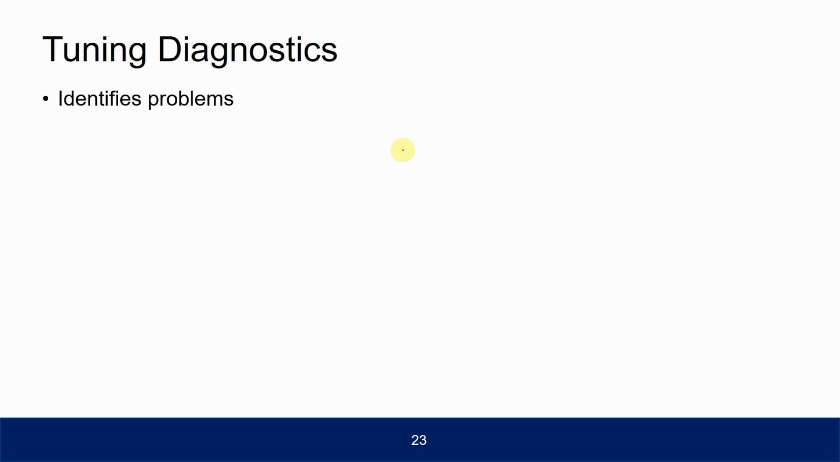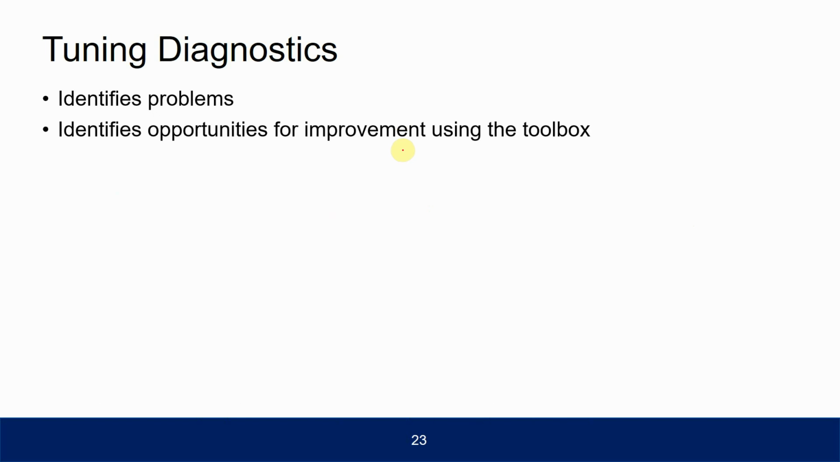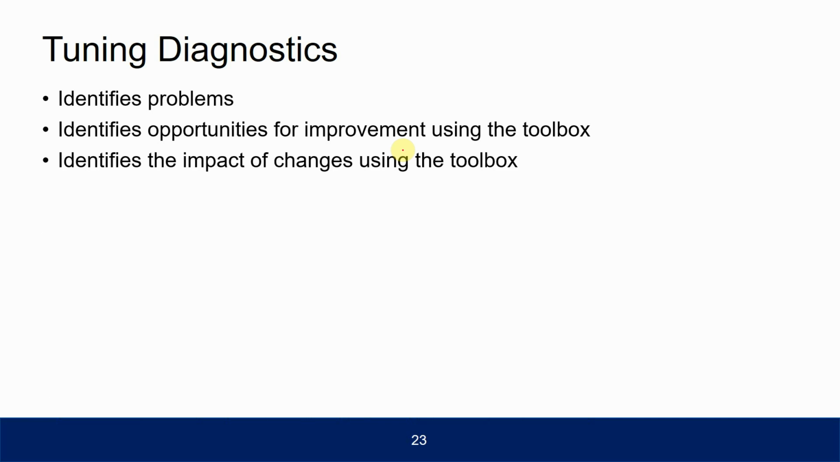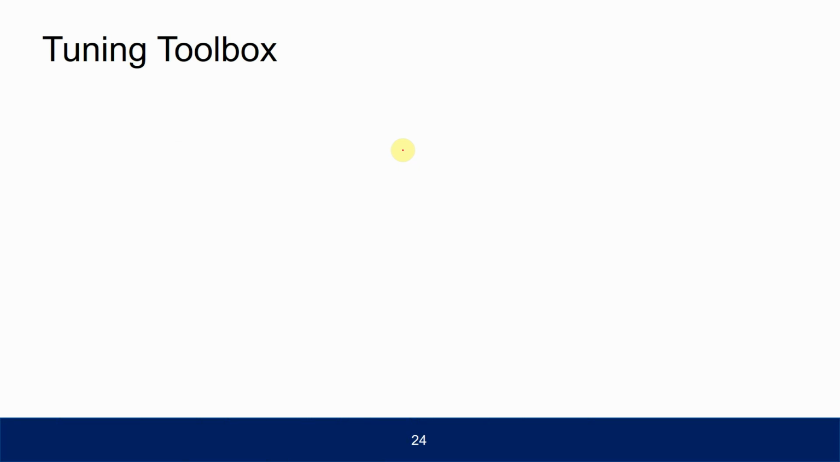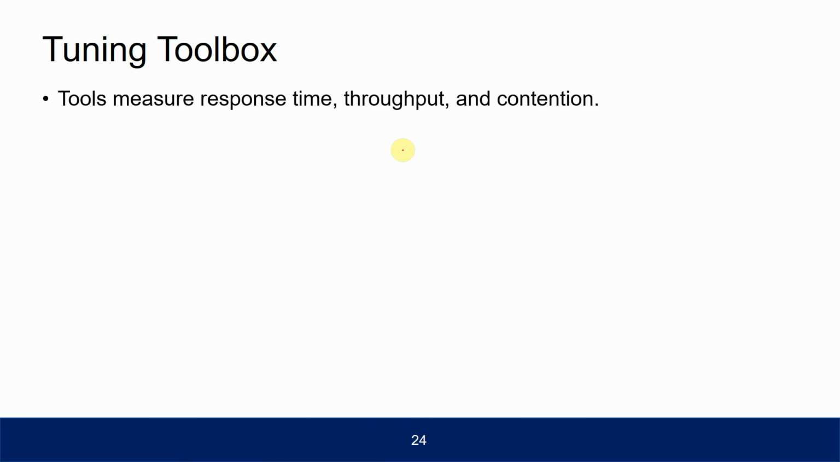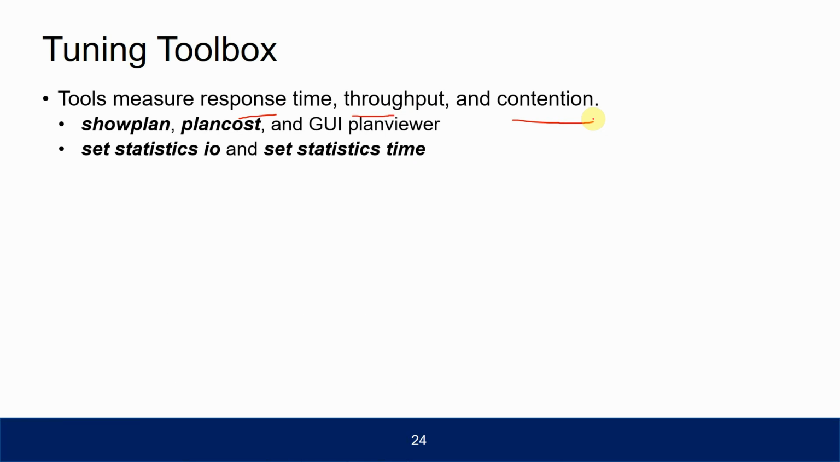Tuning diagnostics. Tuning diagnostics identifies the problems, identifies opportunities for improvement using the toolbox, and identifies the impact of changes using the toolbox. What is this toolbox? Toolbox tools measure response time, throughput and contention. There are multiple tools available in the toolbox, for example, showplan, plan cost, and the plan viewer in GUI, set statistics IO and set statistics time, then query processing metrics. This course will discuss all these with examples in detail.